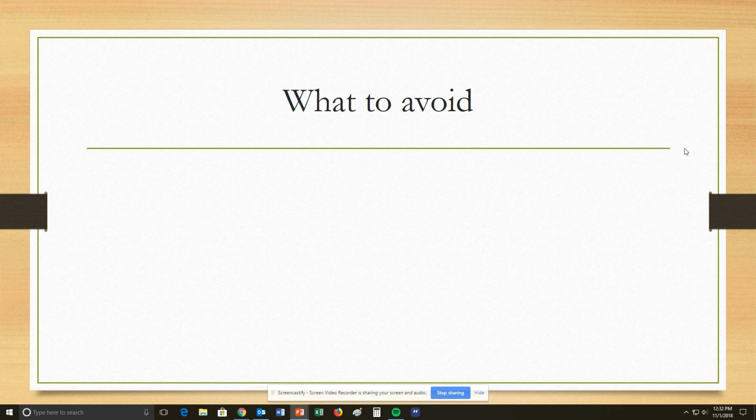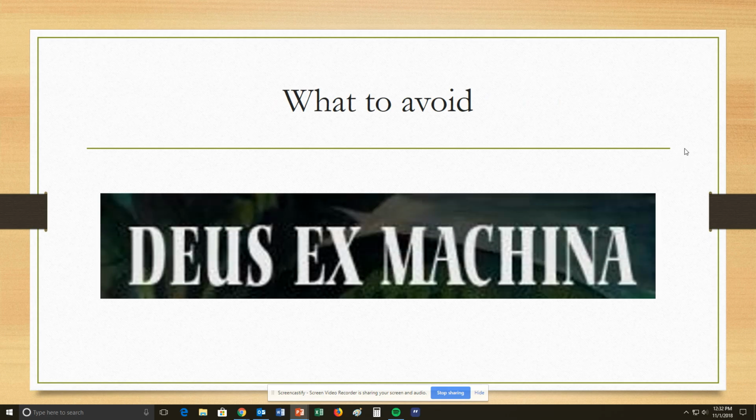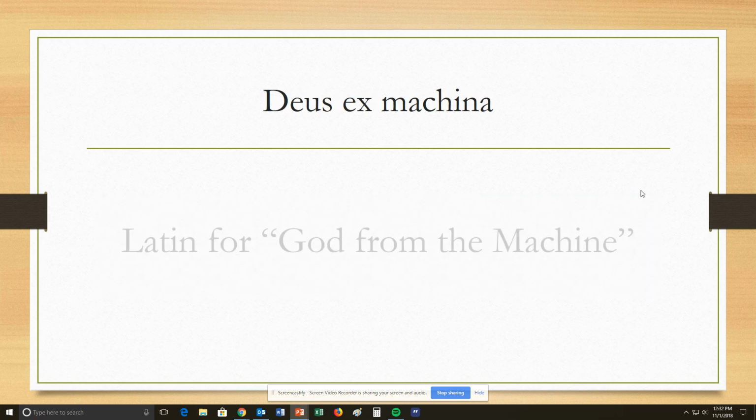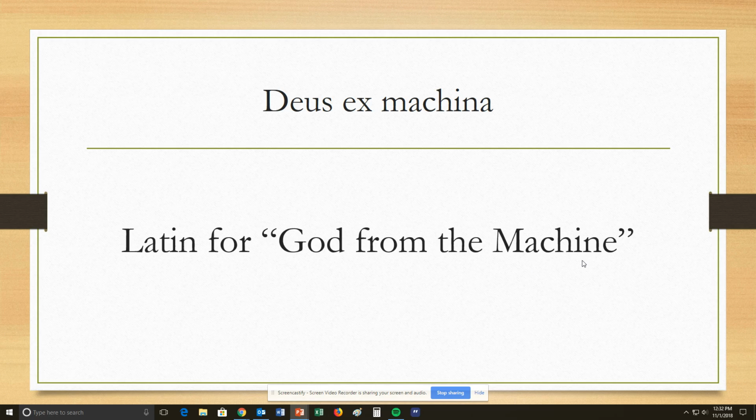And forgive me if I mispronounce it, but it's the Deus Ex Machina, or Deus Ex Machina, depending on who you talk to. Okay, what is that? What does that even mean? Well, it is Latin, and it basically means God from the machine. This is a problem in storytelling. Well, that's a problem depending on who you talk to.